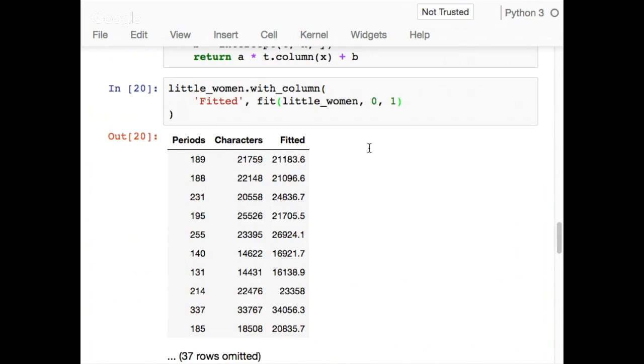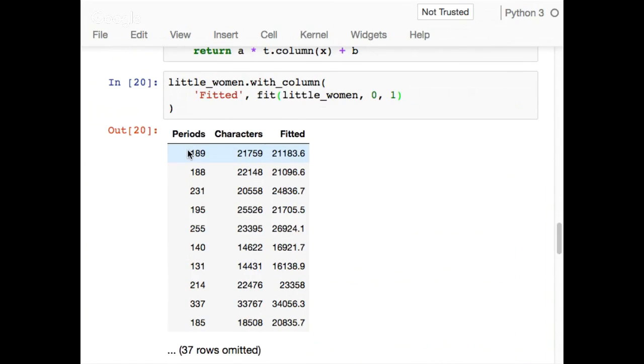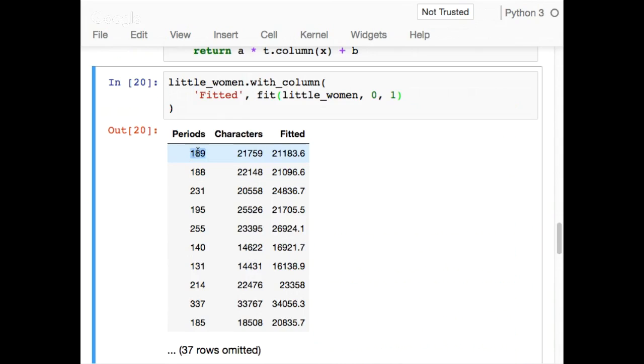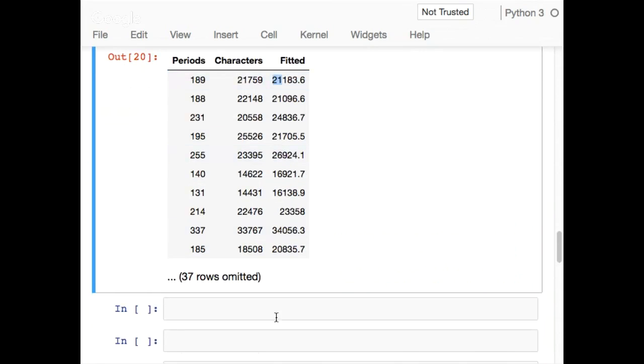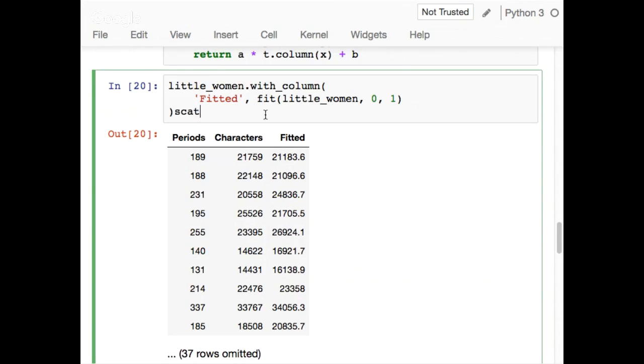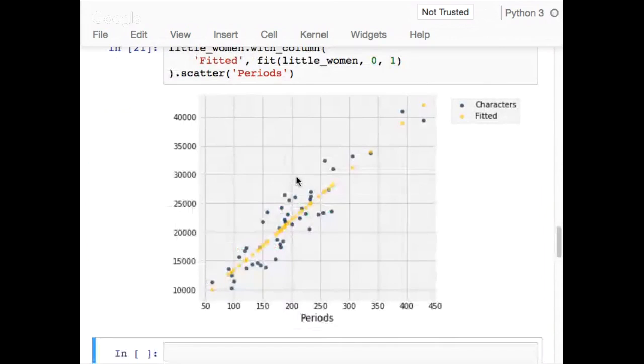All right. So what do I see here? In my original novel, I had a chapter. Here's chapter 1. Chapter 1 had 189 periods. It had 21,000 characters. And if I fit a regression line, you notice that I would predict about the same, right? A little bit less than what it was originally, about 21,000 characters as well. Let's take a look at that on the regression plot. So all I have to do now is take this and scatter plot periods. And there we go.